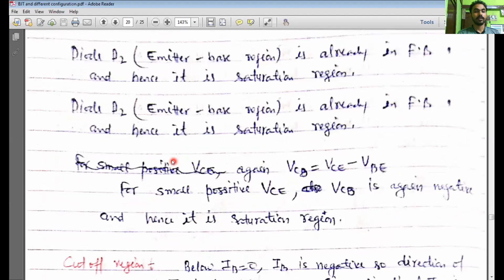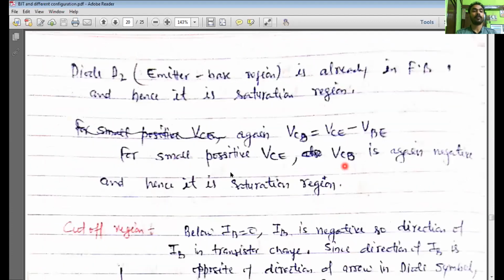See that if for a small voltage of VCE, even if it is positive, your base-emitter voltage is the input voltage, and that is a higher voltage. So this is a low positive, this is the higher one, and then again the VCB will be negative. And if it is negative, then that concept will work. It's negative, which means the voltage at the base will be higher, so the diode D1 will be forward biased, and again it's in the saturation region.